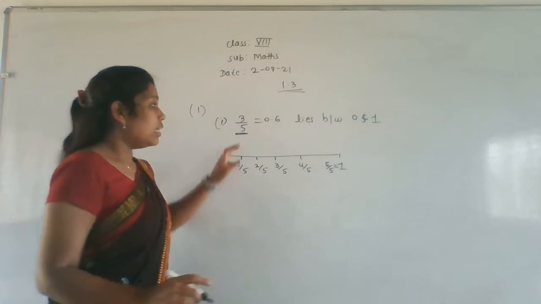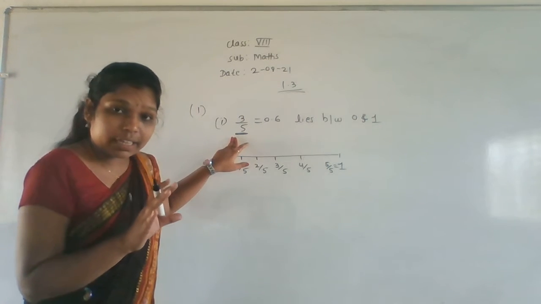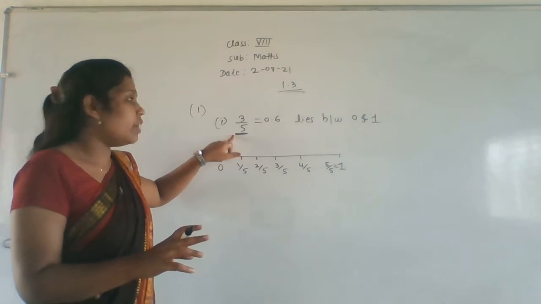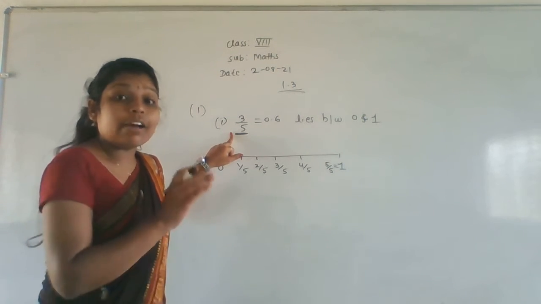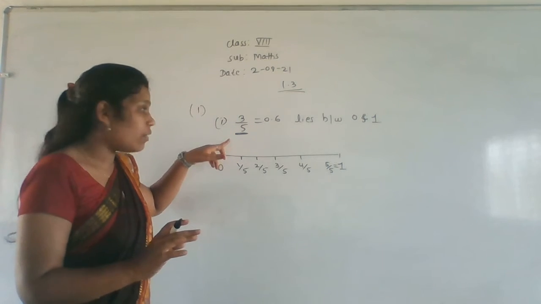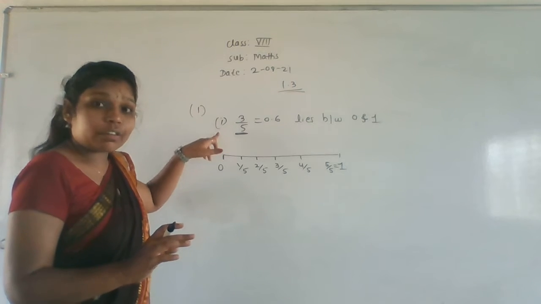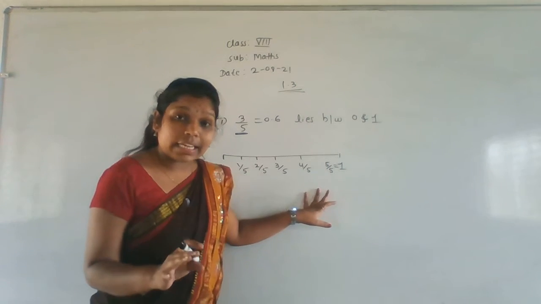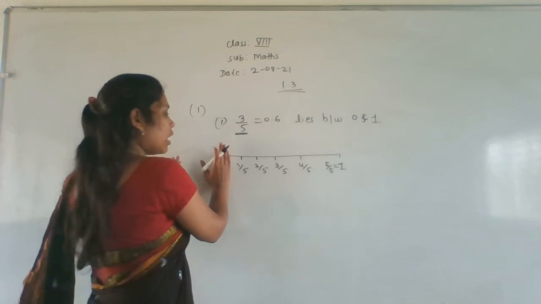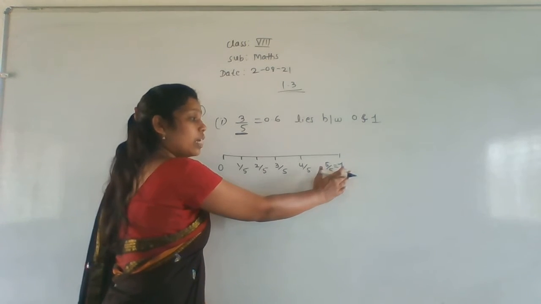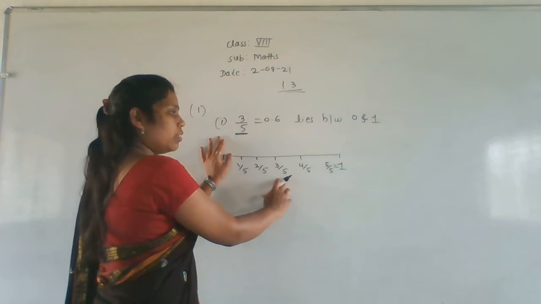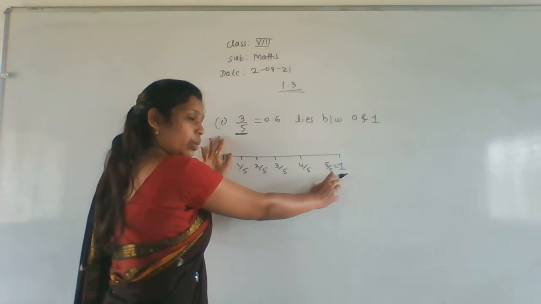Okay. So here in the denominator we have the number 5. So if it is 5, we have to make 5 equal parts. That is the meaning of this denominator. For that reason we made here 5 equal parts including 1. Don't consider the 0 but we have to consider the 1 also. See here. This is the first part, second part, third part, fourth part and this is the fifth part.